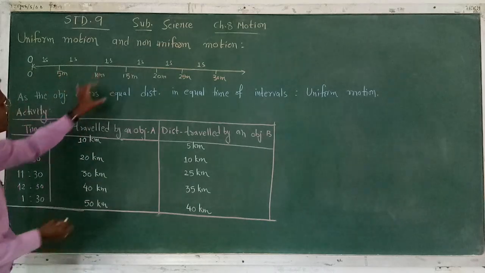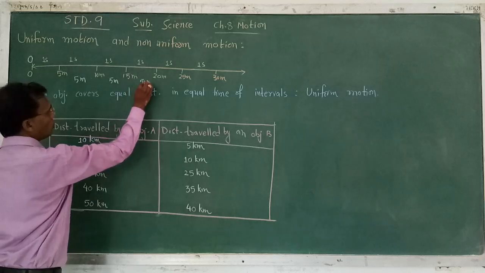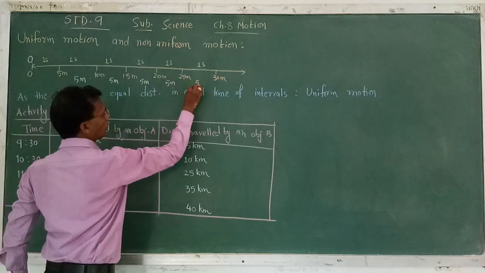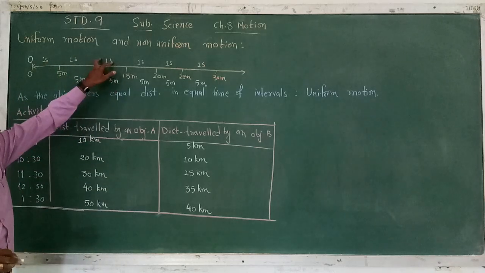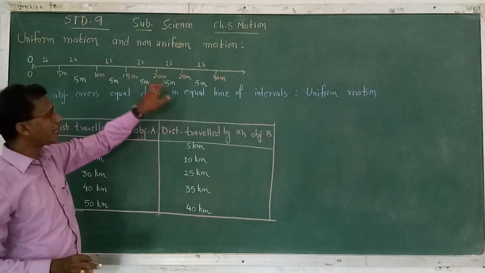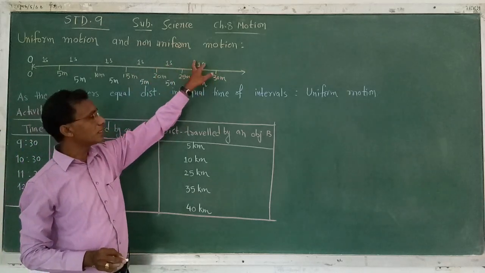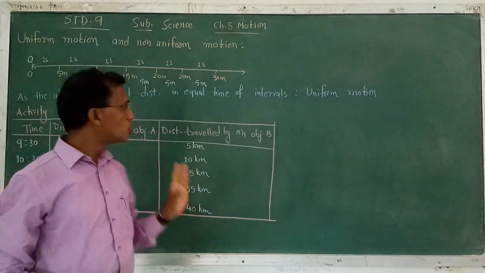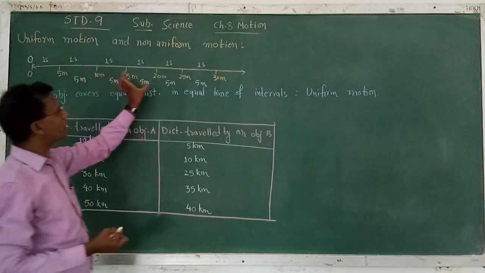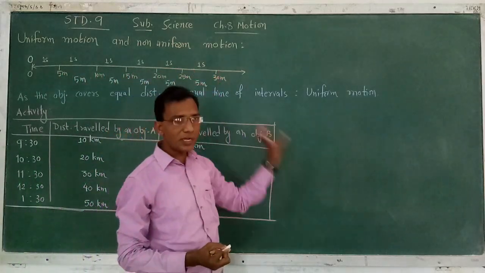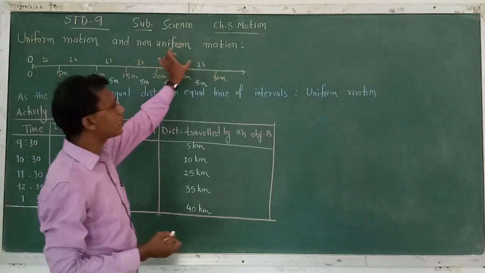So here equal distances of 5 meter each are covered, each in 1 second. So here we observe that equal distance of 5 meter is covered in equal time intervals of 1 second each.